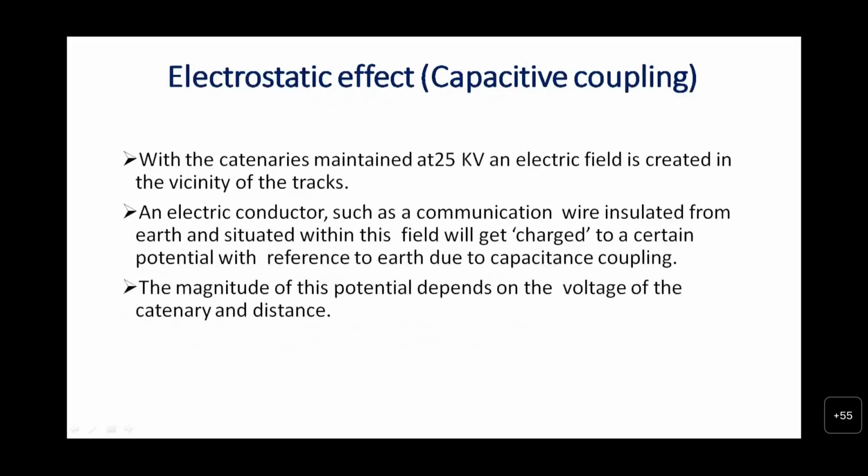So, electrostatic capacitive coupling. With the catenary maintained at 25 kV, an electric field is created in the vicinity of the track. An electric conductor such as a communication wire, insulated from earth and situated within the field, will get charged to a certain potential with reference to the earth due to capacitive coupling. The magnitude of this potential depends upon the voltage of the catenary and the distance.